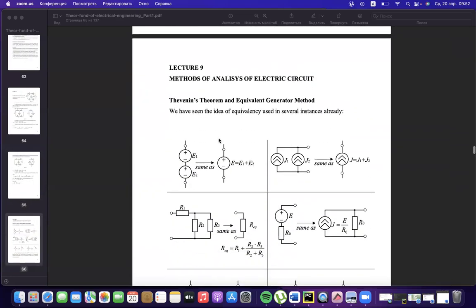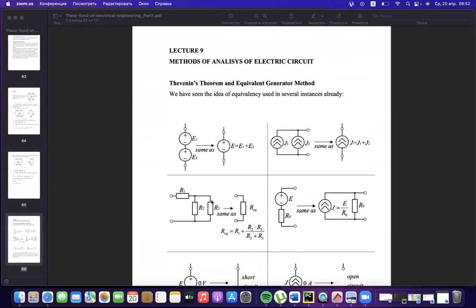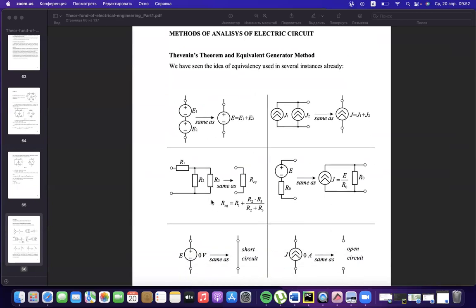Okay, then the last one, about the equivalent generator method. It means that instead of some complex case of an active circuit, meaning circuits with generators inside, you could simplify it and substitute the simplest case of a generator with only an electromotive force and an equivalent resistor.